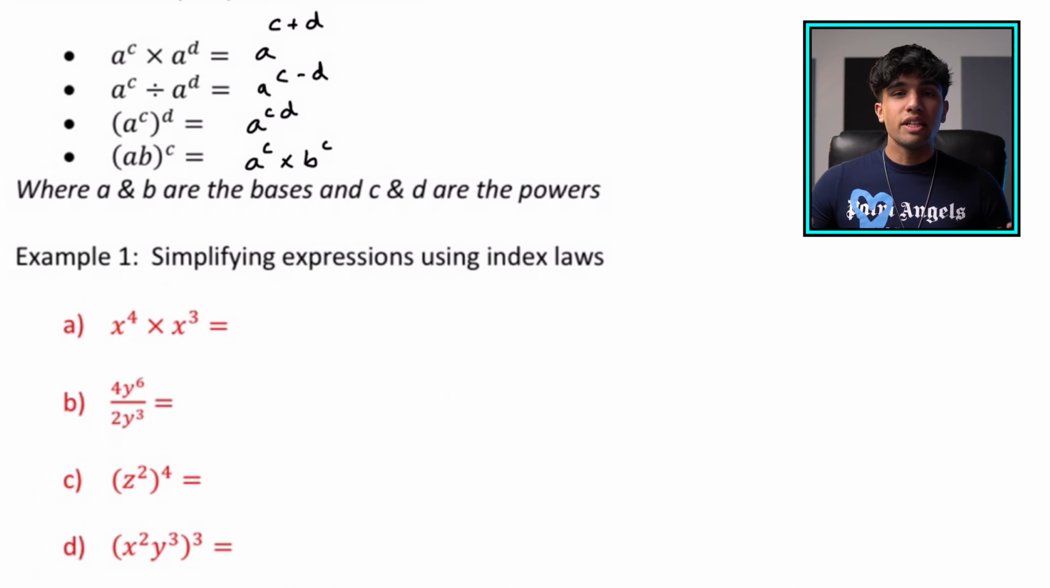For question A, we need to use our first index law. Since we're multiplying, we need to add our indices together, so our answer would be x to the power of 7, since 7 is 3 plus 4.